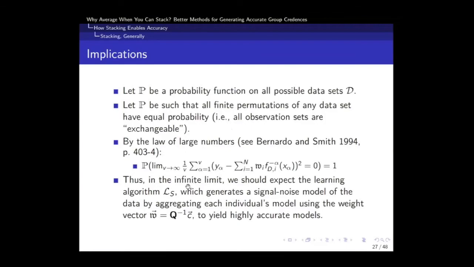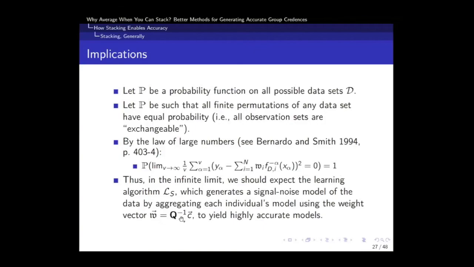By the law of large numbers, the probability, according to this probability function, that in the infinite limit of data collection, so as the number of data points goes towards infinity, the average square difference between the actual observations and the predicted observations for each cross-validation scenario, for each data point that could be held out of the data, is going to tend towards 0 with probability 1. And what this means is that in the infinite limit, we should expect the learning algorithm LS, which is a learning algorithm that first takes each individual's learned signal noise model and then aggregates them using this weight vector from Ley and Clarke's result.